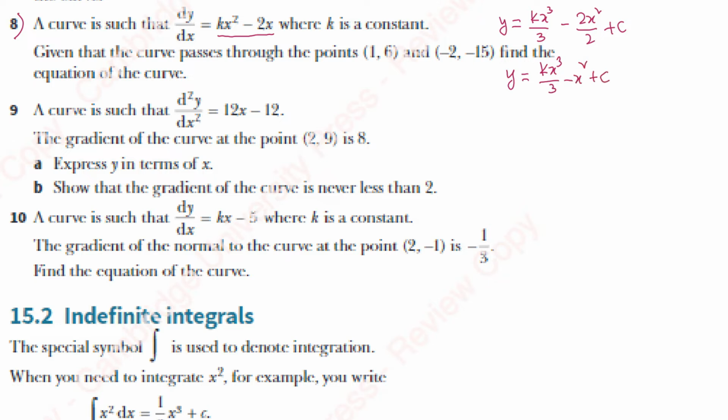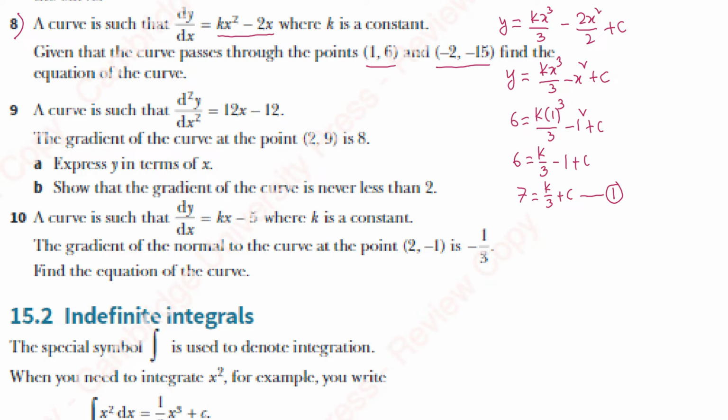Now our target: here there are 2 unknowns, k and c, and there are 2 points given here, so we may get 2 equations to find the values of k and c. Let me put the values of x and y, where the y value is 6 and x value is 1, so k times 1 cubed divided by 3 minus 1 squared plus c. So 6 equals k by 3 minus 1 plus c. So finally you can write 7 equals k by 3 plus c. This is our equation number 1.